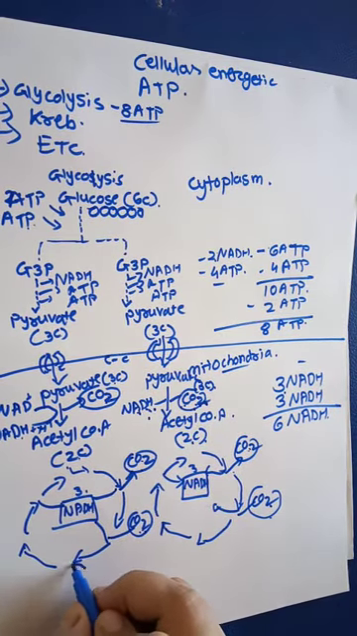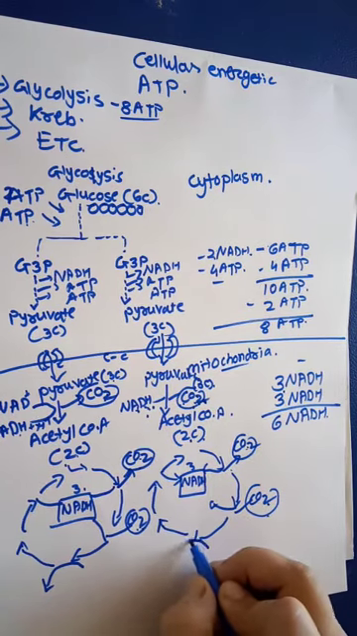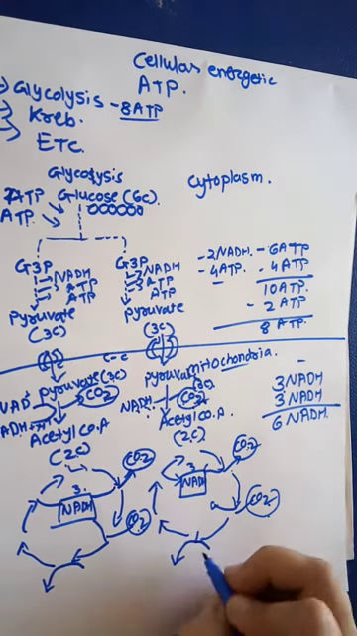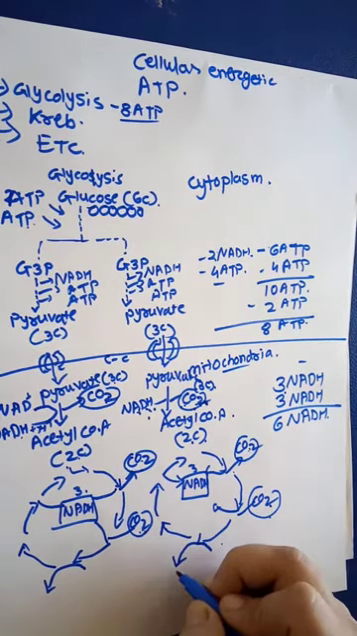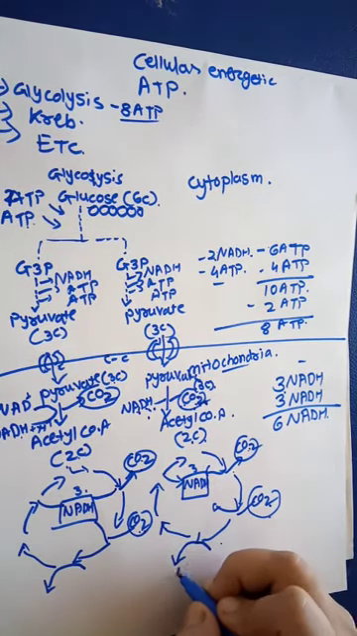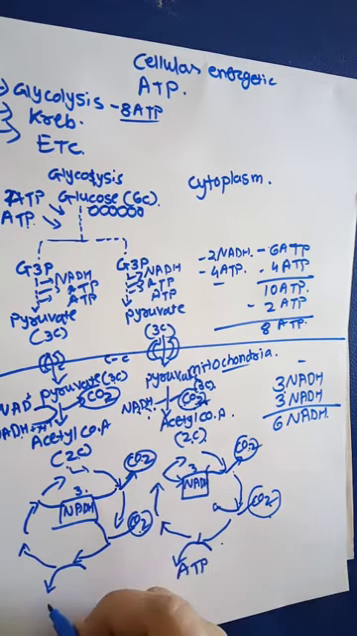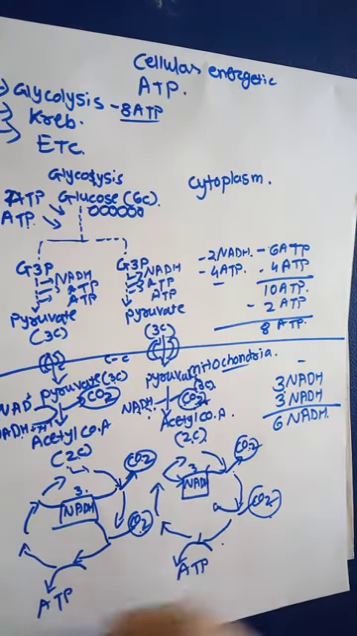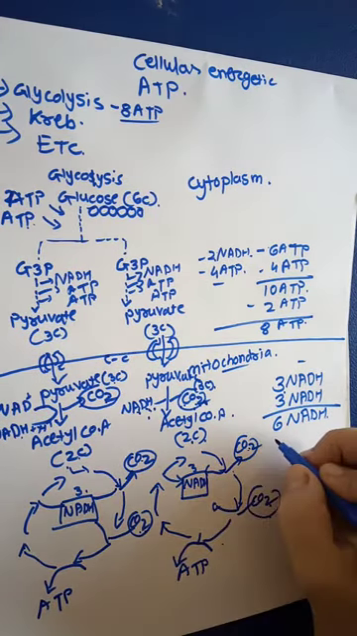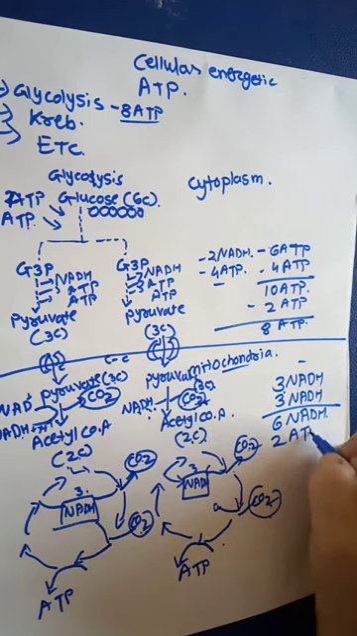There is one more substrate level phosphorylation here, where the GDP will convert into GTP, and ultimately we will get the production of 1 ATP molecule. GTP will convert ADP to ATP. So 1 ATP from each Krebs cycle, so total 2 ATP molecules.